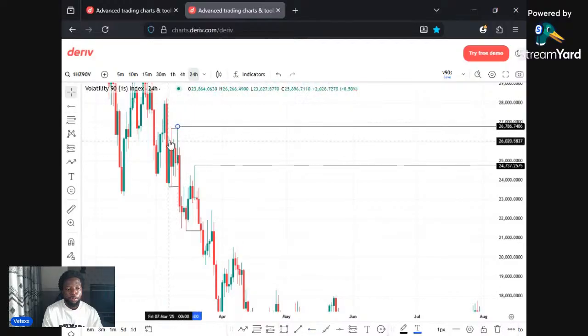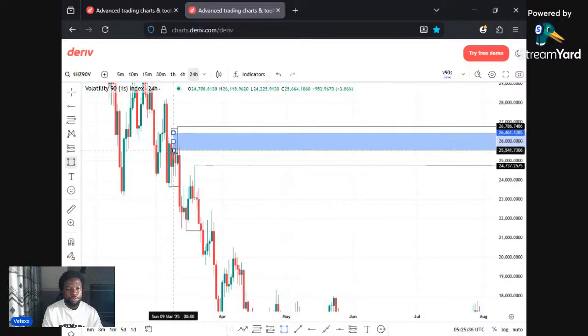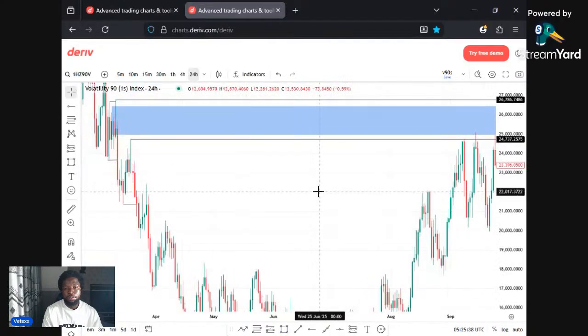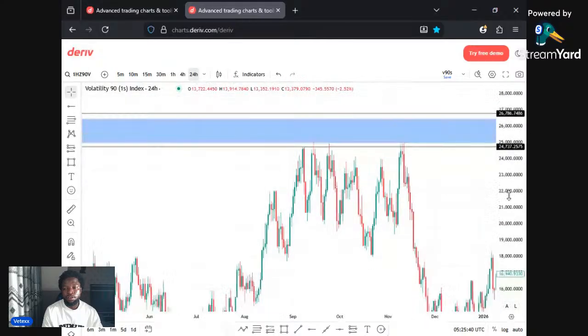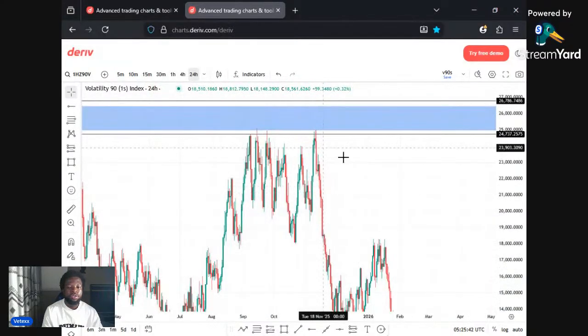This one becomes our point of interest. This zone becomes our what? Point of interest. So we anticipate price to tap into this point of interest and start selling to the opposite direction of which it just did. So price has tapped into this point of interest and is continuing the move to the opposite direction.